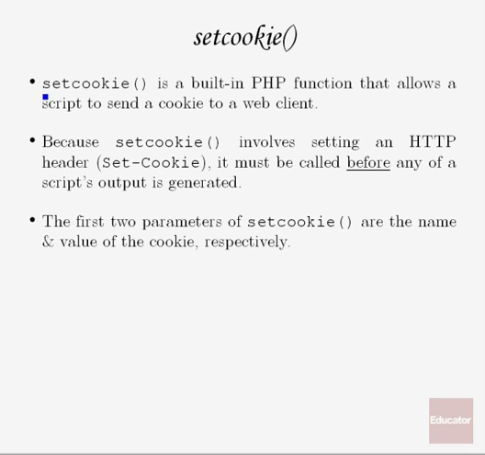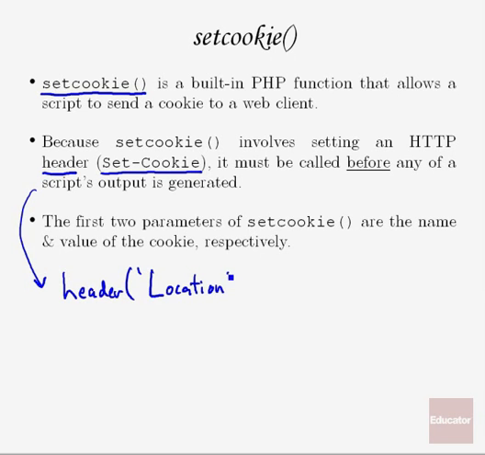PHP provides a built-in function called setcookie, and that allows your script to send a cookie back to a client. One important thing to note is that because setcookie involves setting an HTTP header, in particular the Set-Cookie header, you have to call it before any of the script's output is generated. We saw this before in examples when we used the header function, for example, to redirect a user to another web page.